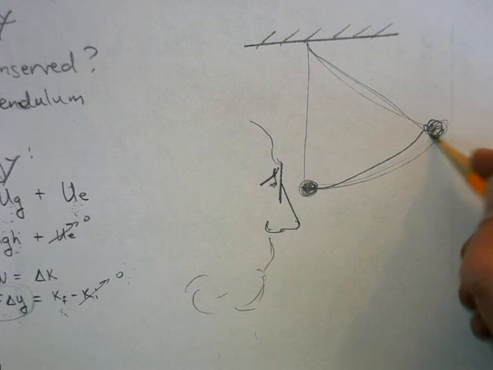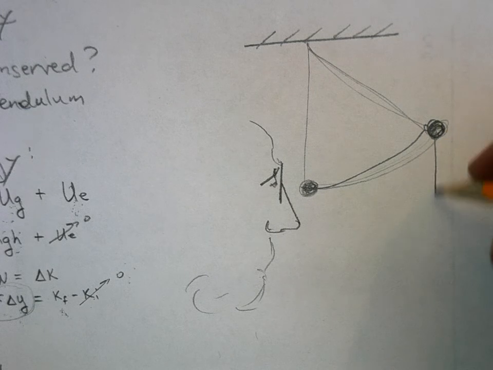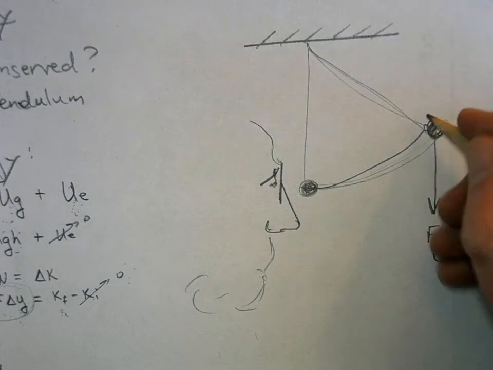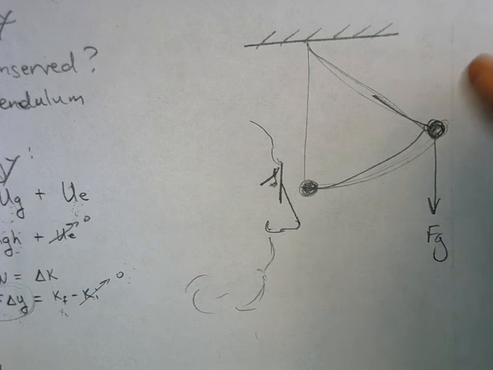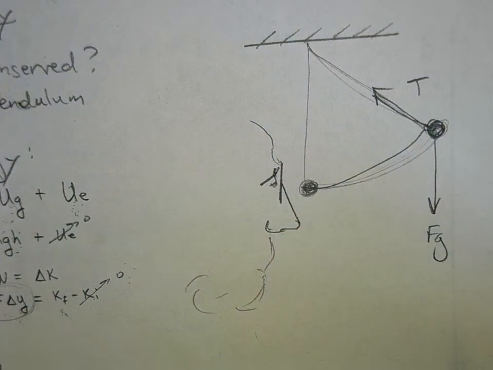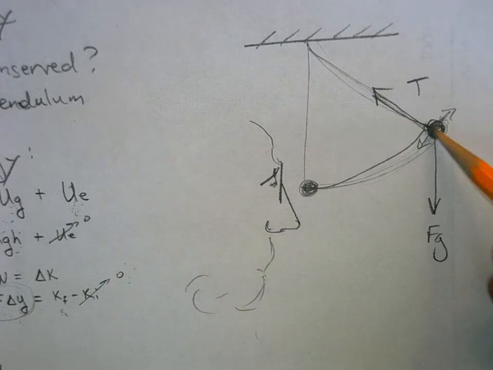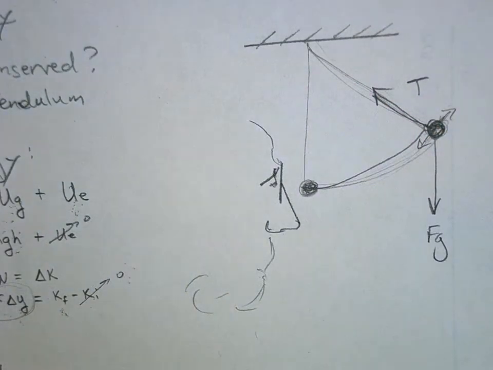Now let's take a look at the forces acting on this pendulum once it's released. You've got the force of gravity, and you've got a tension force like this. I'm not drawing this very well, but there's my tension force, and that's it. Now, the motion is always tangential, or perpendicular, to this string. So the tension force never does any work. Why? Because it's always perpendicular to the direction of motion, and therefore doesn't do any work.